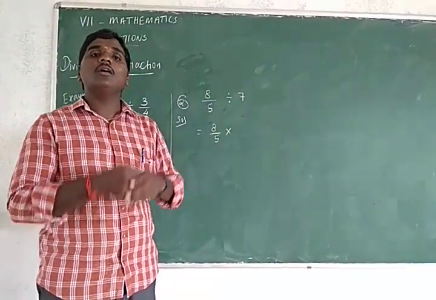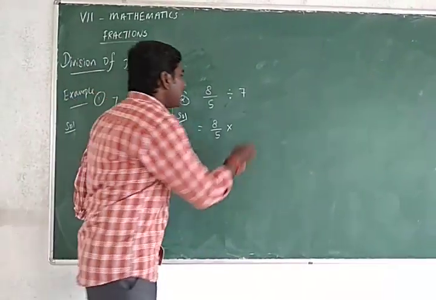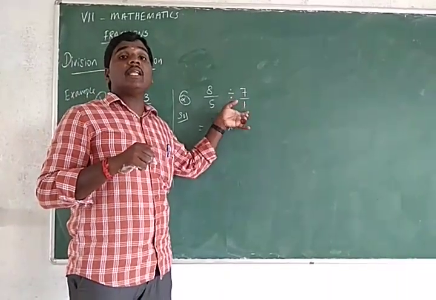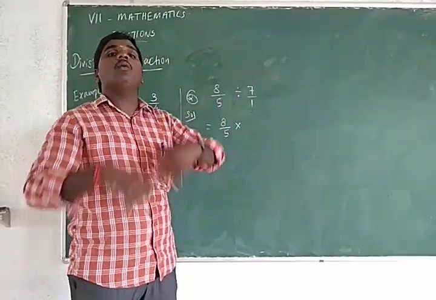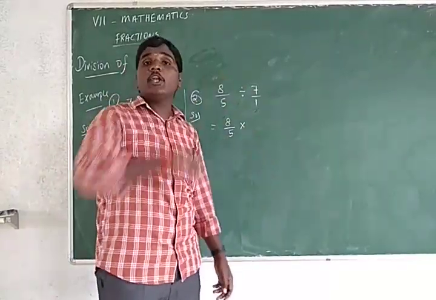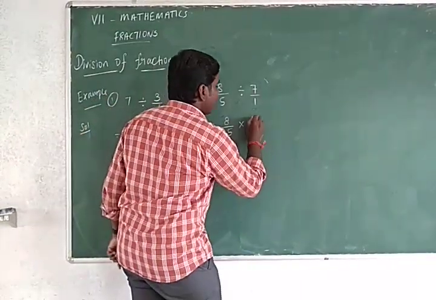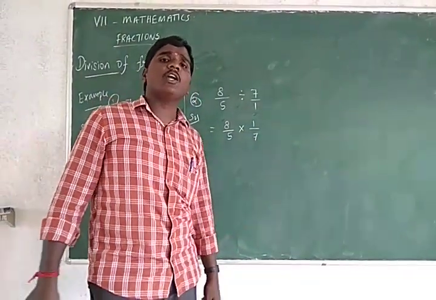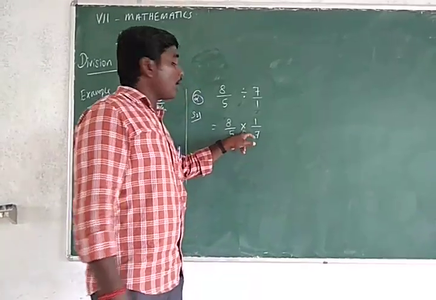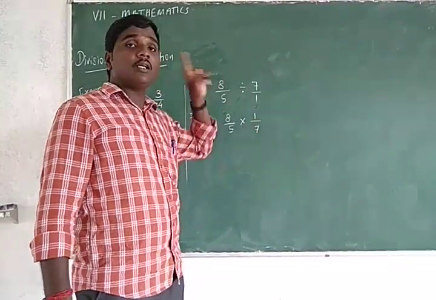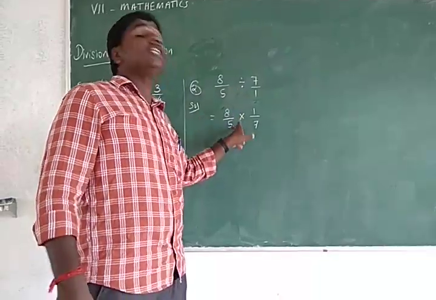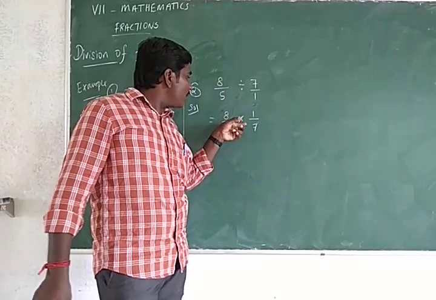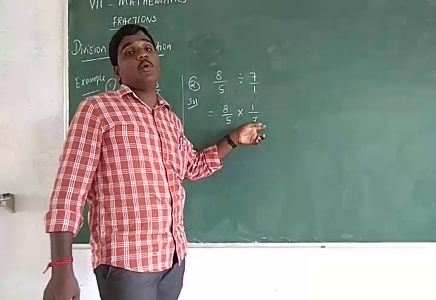There is no numerator and denominator shown, so don't get confused. Here you assume the denominator is 1. 7 by 1 is the value 7. So now interchange the numerator and denominator: 1 by 7. So the reciprocal of 7 is 1 by 7. Keep this simple change in mind. The dividend is multiplied with the reciprocal of the divisor.